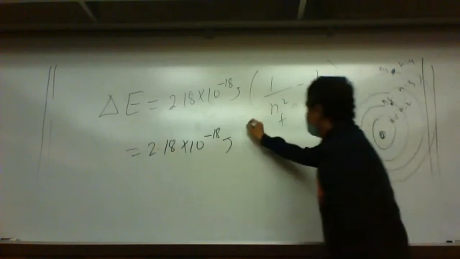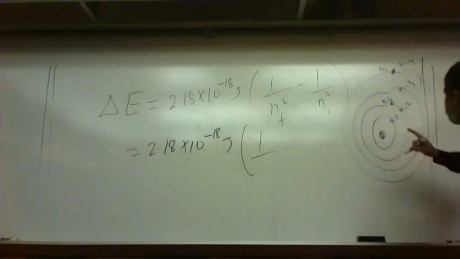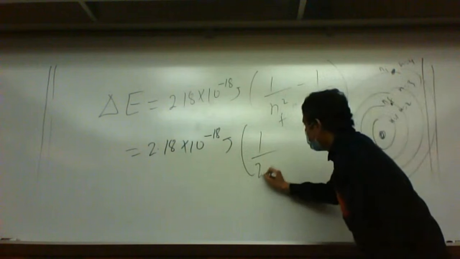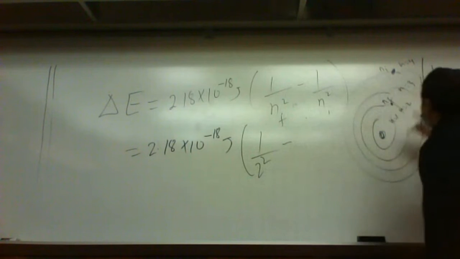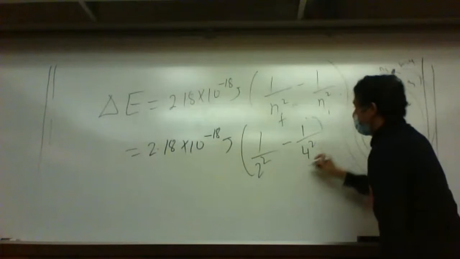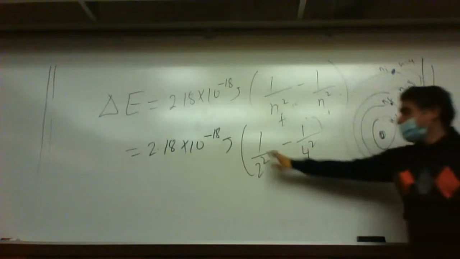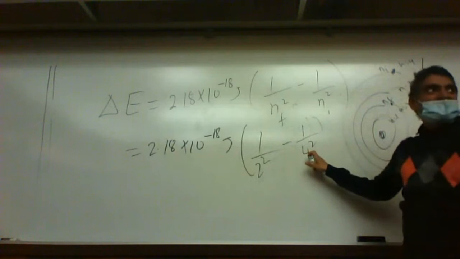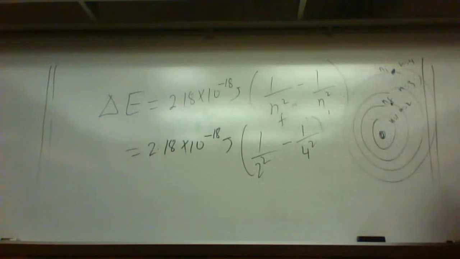Very simple. So 1 over n_f squared minus 1 over n_i squared. It jumps from here to here, so the final orbit is 2 squared here, and the initial orbit, where the electron was, is the fourth orbit, so 1 by 4 squared. Put this number in the calculator. 4 squared would be 16, and 1 by 16 the calculator will give, just multiply.